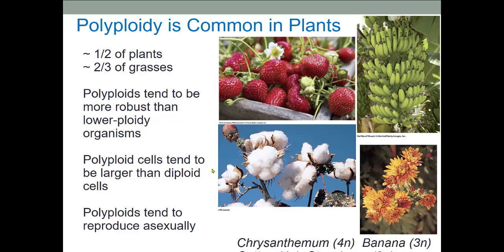So shown here are chrysanthemum, which is a tetraploid organism. Cotton plant is a tetraploid as well. Banana over here is a triploid. And then maybe you've done a DNA extraction experiment at some point, some demonstration or something like that. We do that from strawberries quite often because they're octoploid. They have a lot of DNA in their cells.